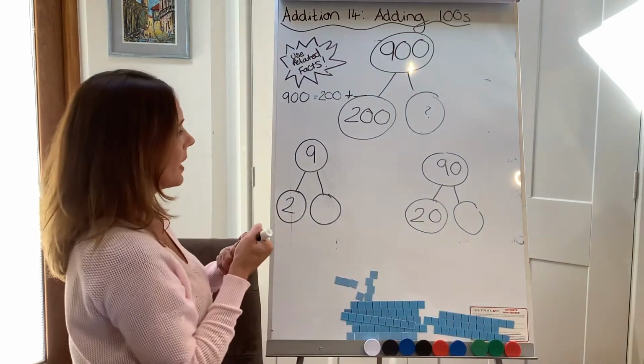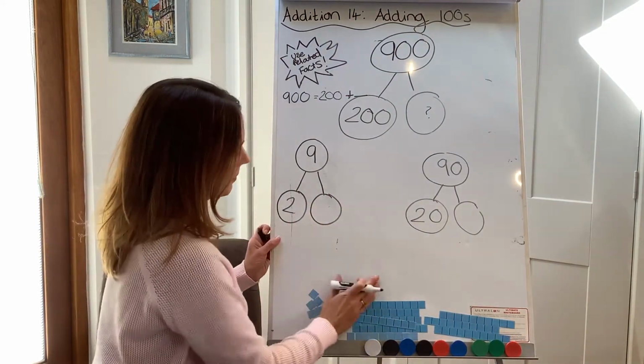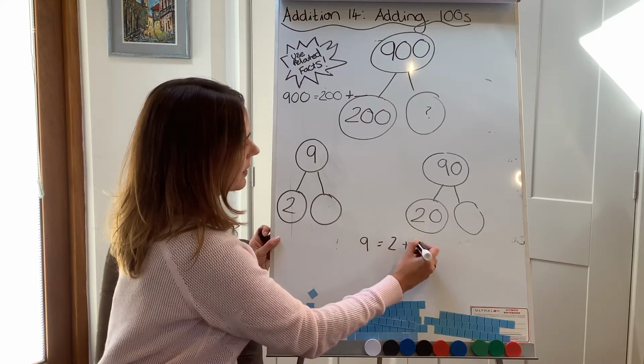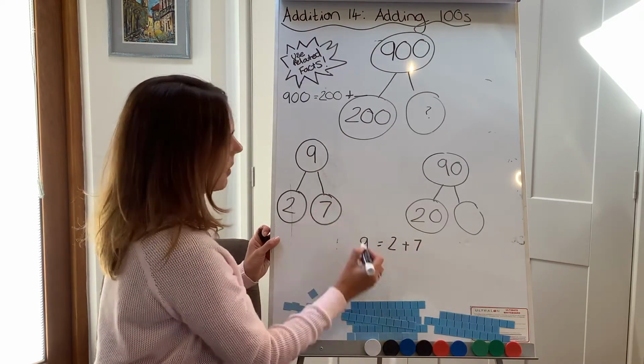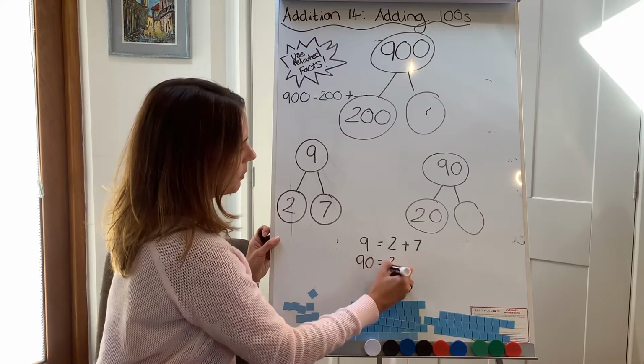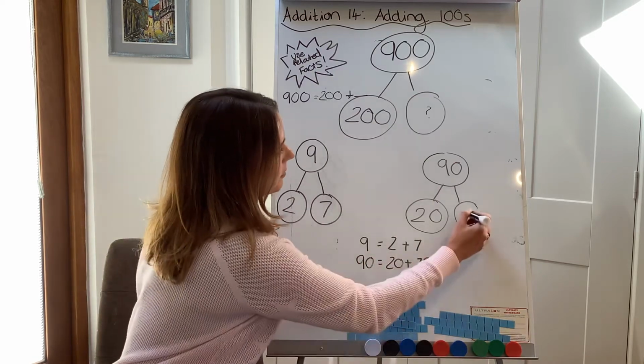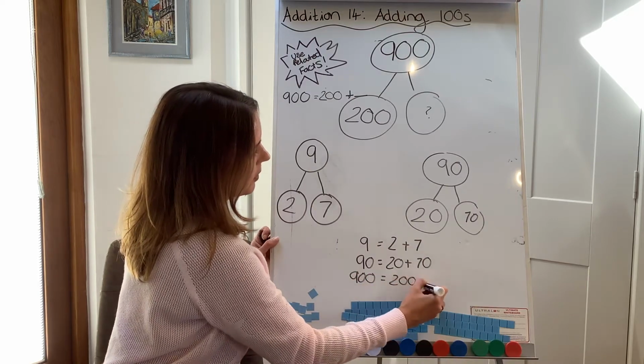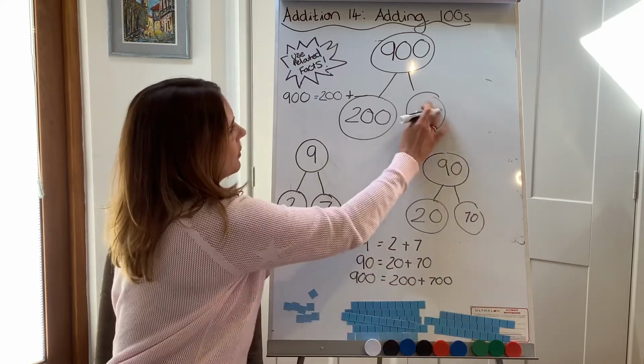Okay, so I hope you see that 9 is equal to 2 and 7. So 90 is equal to 20 and 70. And 900 is equal to 200 and 700.